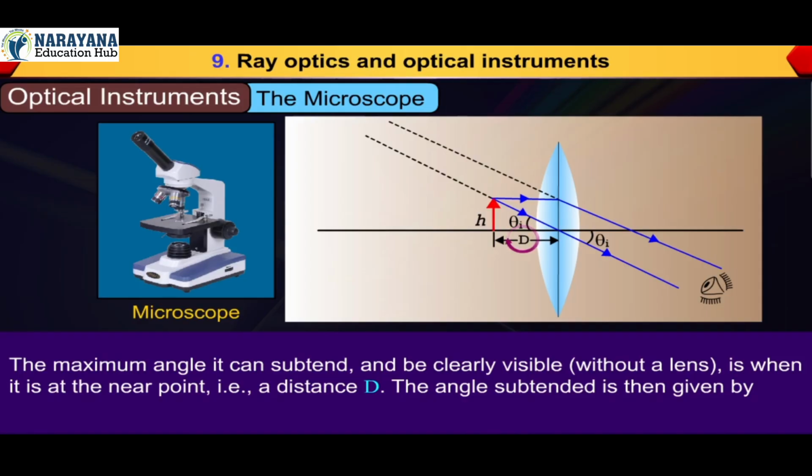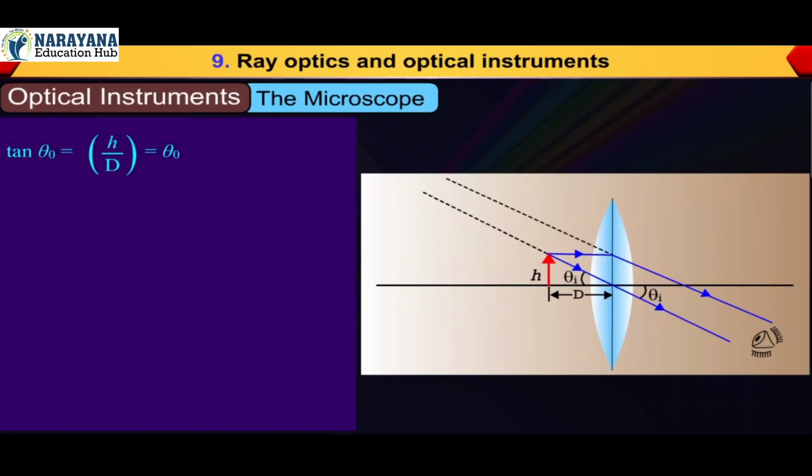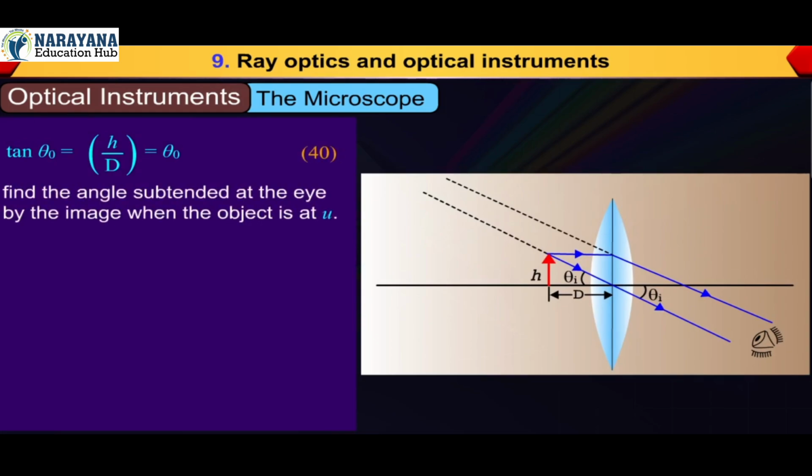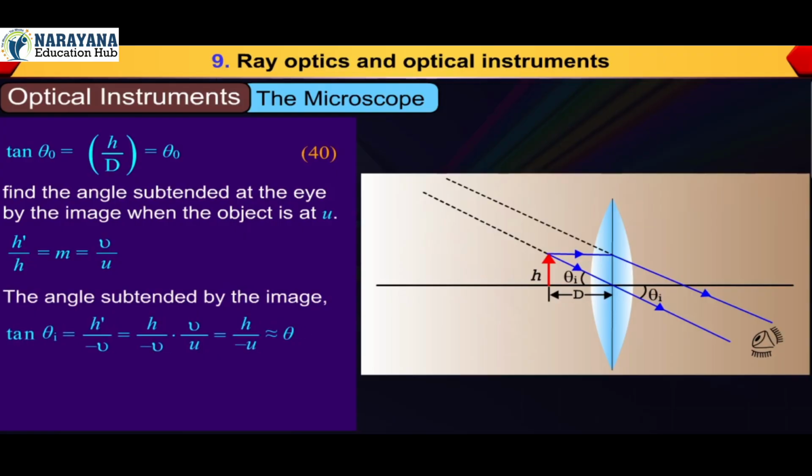The angle subtended is then given by tan θ0 = h/D ≈ θ0. Equation 40. Find the angle subtended at the eye by the image when the object is at u. From the relations, h'/h = m = v/u. The angle subtended by the image, tan θI = h'/(-v) = (h/(-v))(v/u) = h/(-u) ≈ θ.